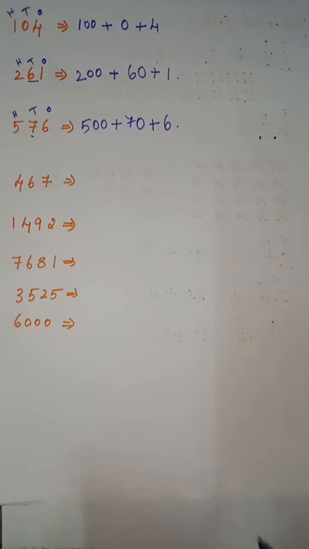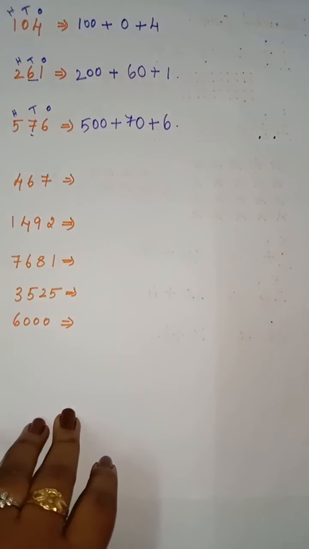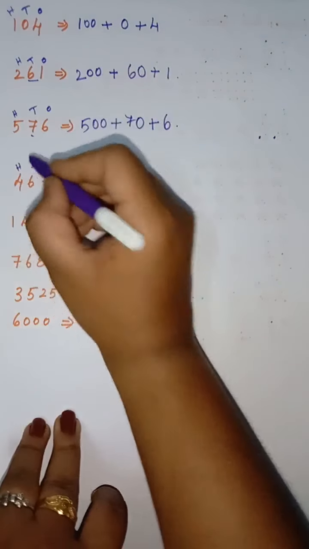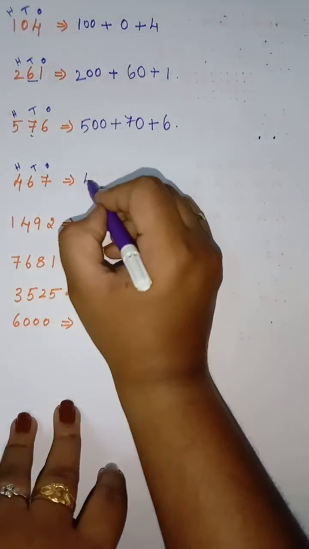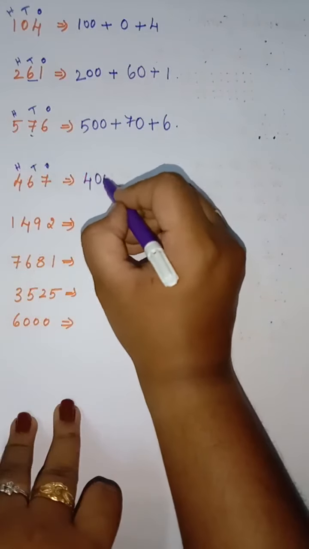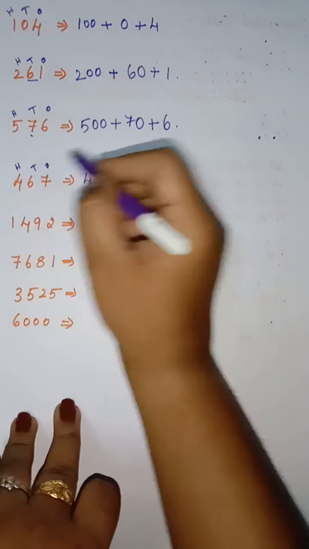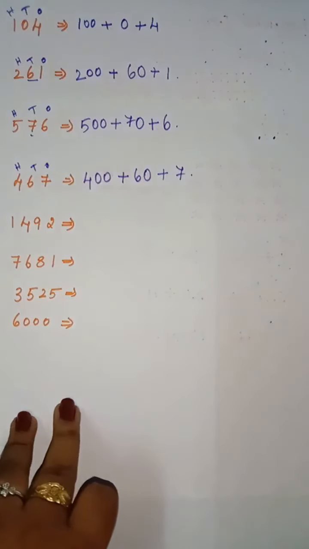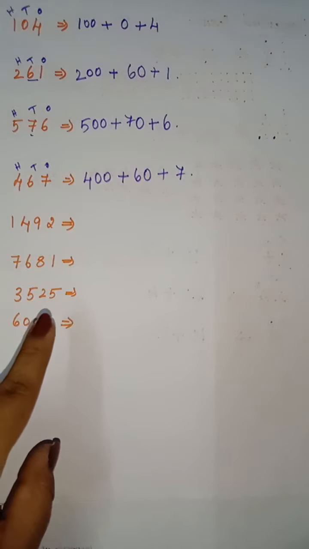Okay, the next one is 467. So 467, first we have to write place value. So ones, tens, hundreds. Next we have to write the first digit, that is 100. So 2 zeros will be there plus 6. Next one is 6, that is based on 10. So 1 0 will be there and 7 only ones. Clear?